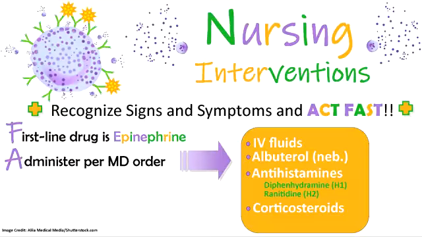Another drug is like corticosteroids. This would be given to prevent a recurrent attack later on. It's not going to give you like immediate treatment. So remember, what was that first line drug? Epinephrine. That's really the big one that we want to remember with that.